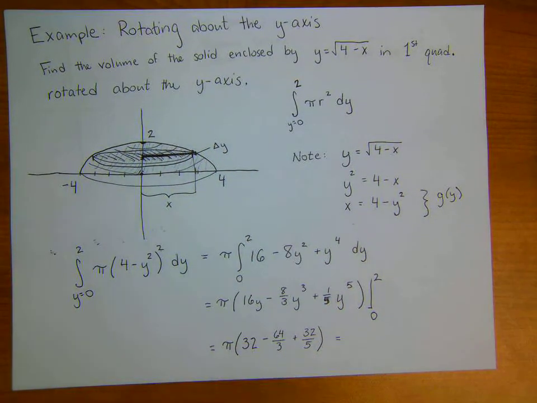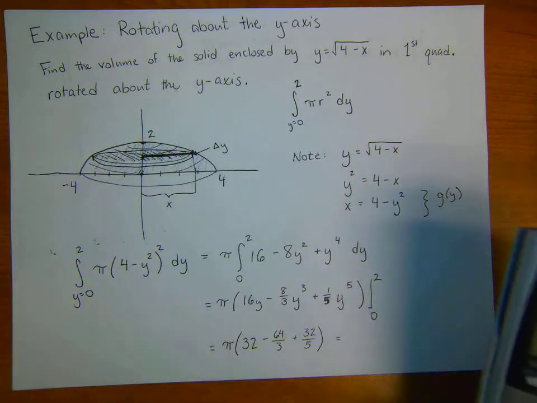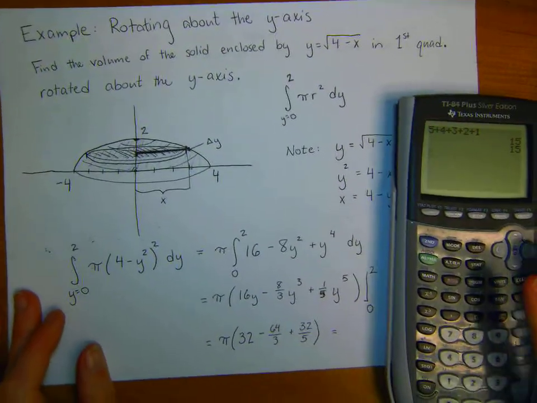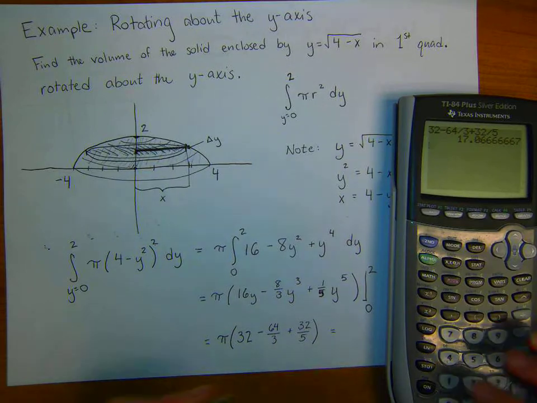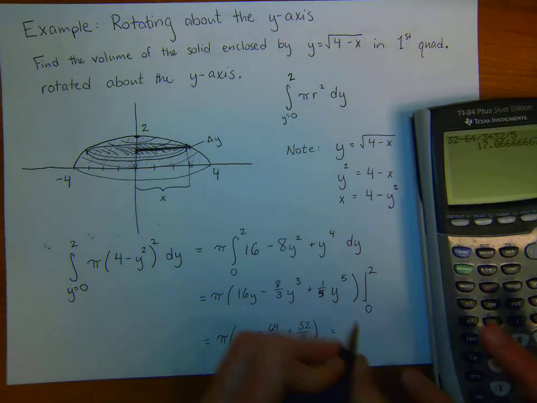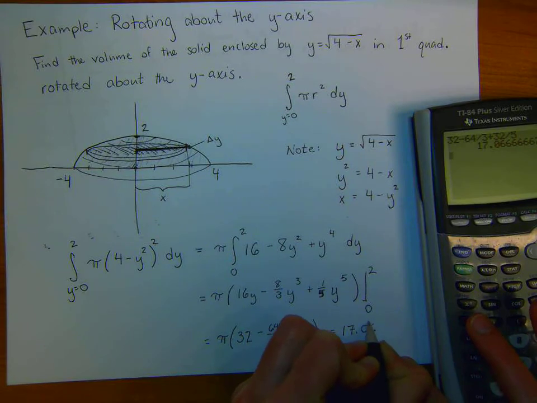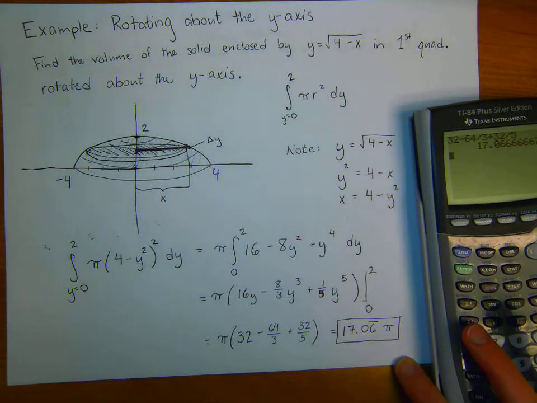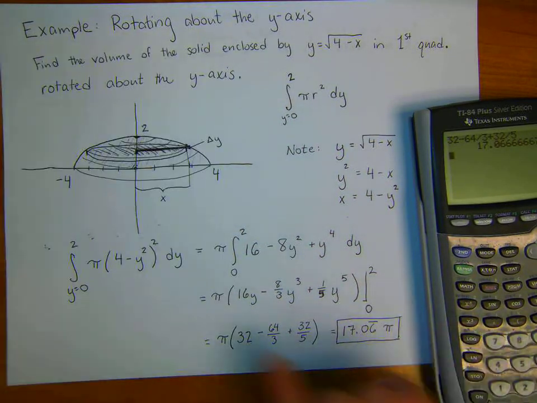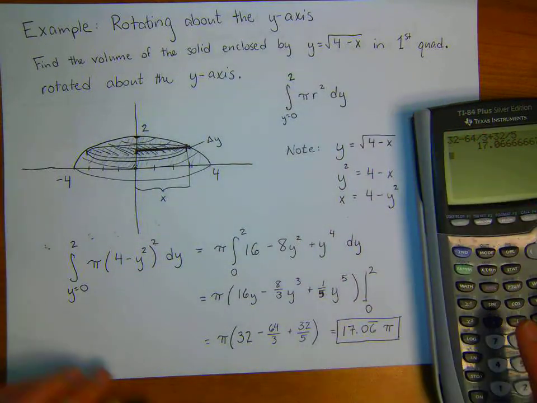And this addition of fractions is something I don't want to do in my head. So I'm going to do it on my calculator. 32 minus 64 thirds plus 32 fifths ends up being 17.06 repeating times pi. So notice that these two volumes were different when I rotated them around different axes, and it makes sense that this would be a little bigger because it's the wider football version.